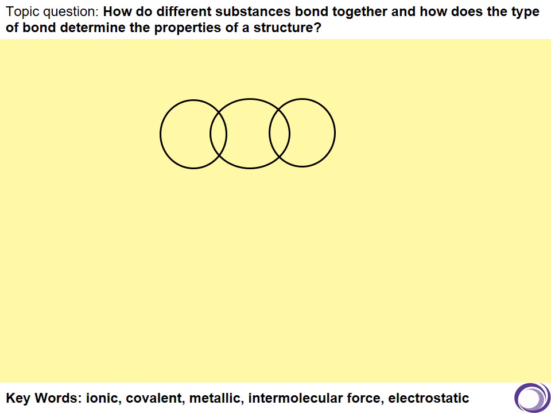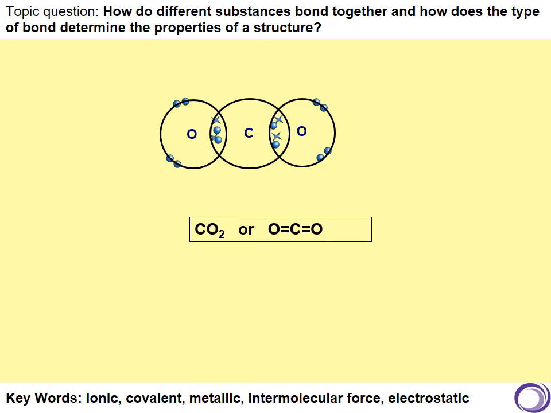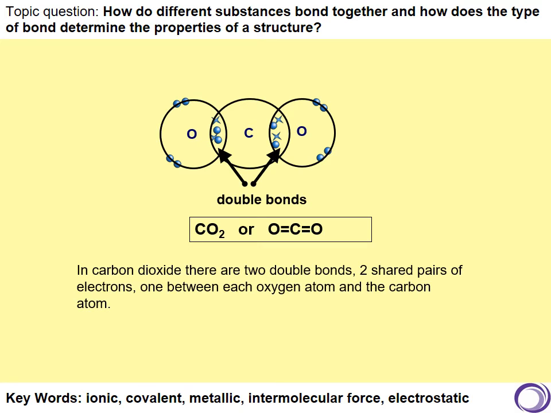In the case of carbon dioxide then, carbon has 4 electrons in its outer shell and needs to share each of those. It does so in carbon dioxide by sharing 2 electrons with each oxygen atom. So it forms 2 double bonds, 2 shared pairs of electrons with each of the oxygen atoms, and we would see that written as a C with 2 double bonds, one either side, going to each oxygen atom.